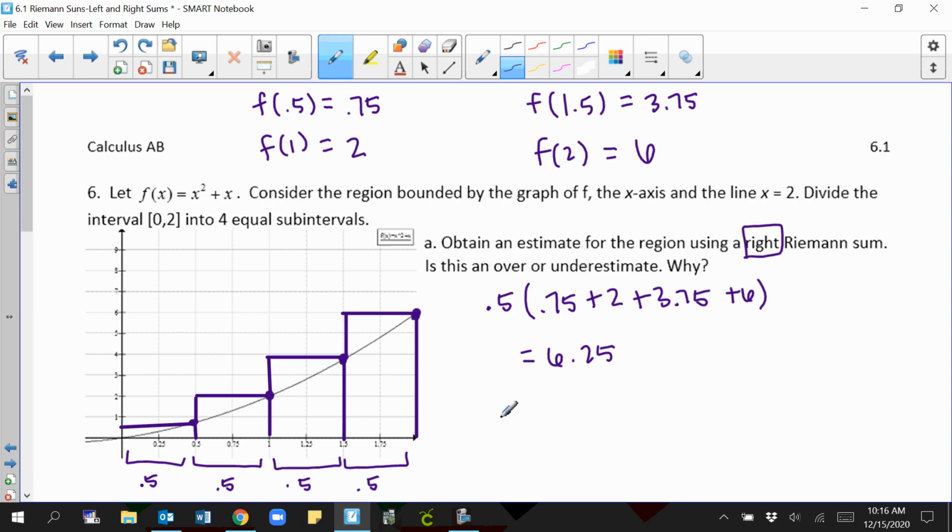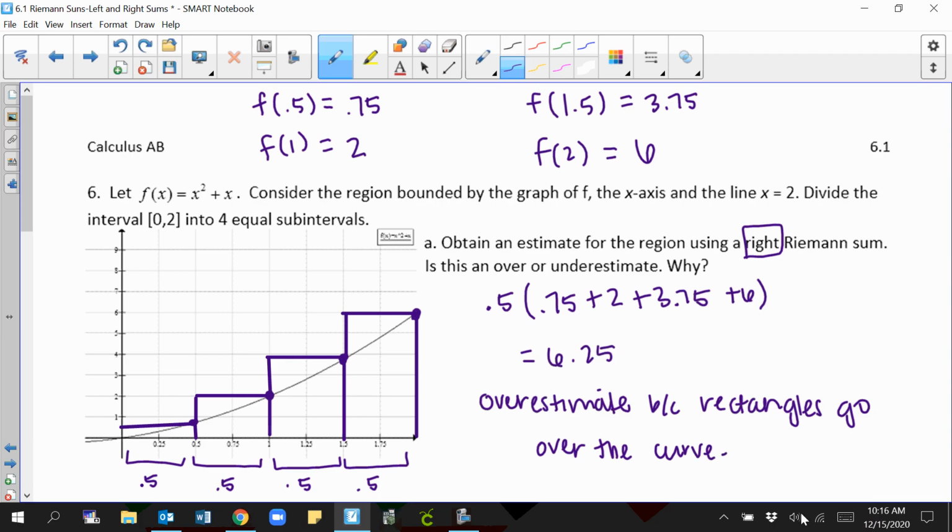And we're going to say that this one is an overestimate because the rectangles go over the curve. So this is what we get when we do our right Riemann sums.